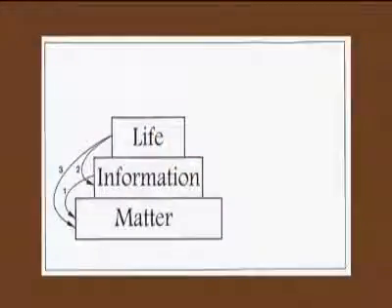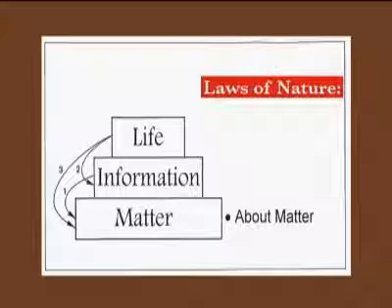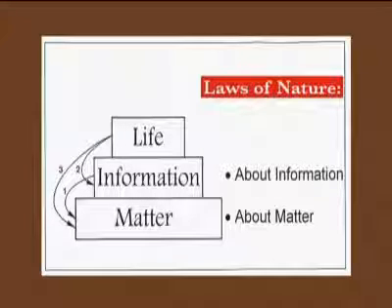In our world, we have 3 kinds of realities: matter, information, and life. What is the best understanding of such systems? Of course, it is if we know laws of nature about these 3 possibilities. The laws of nature about matter are well known in physics and in chemistry. But the laws of nature about information are very new. We need such laws of nature, we will see it later on. And we also need laws of nature about life.